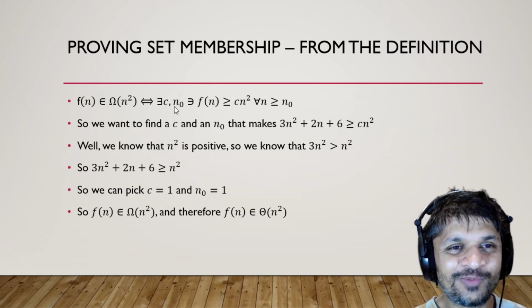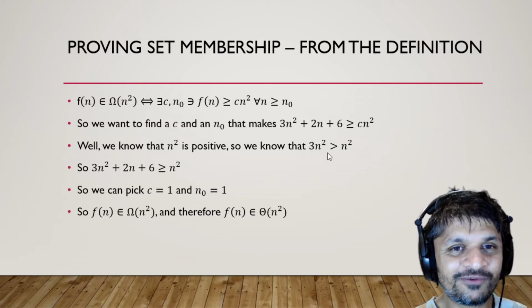Now we're obviously not going to pick the same c as we picked the last time, because that c showed that f of n was less than or equal to cn squared, right? So we want to find a different c and n naught that makes 3n squared plus 2n plus 6 greater than or equal to cn squared. And this one's a bit easier, because n squared is always positive, right? So it doesn't matter.